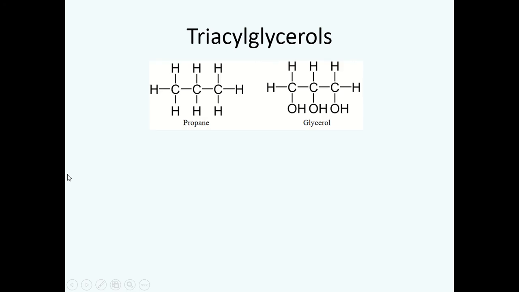You can easily remember the structure of glycerol. Here you can see this is a 3-carbon hydrocarbon. It's an alkane called propane. If a hydroxyl group is attached to each of these 3 carbons, that molecule is glycerol. Glycerol contains hydroxyl groups on it. These hydroxyl groups can undergo esterification with the carboxyl groups of fatty acids.